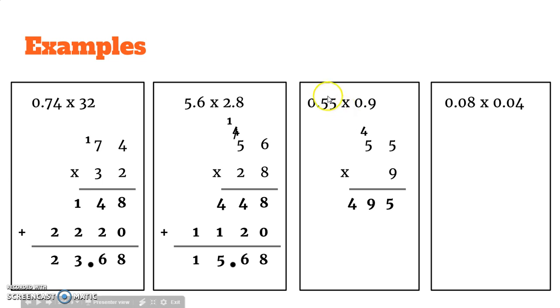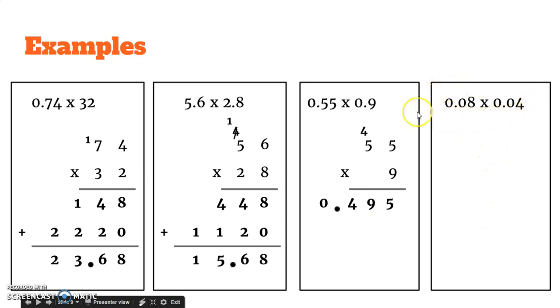Now I go back to my problem. I have 2 digits here and 1 digit here for a total of 3 digits that I need to be behind my decimal point, which means I have to put my decimal point up in the front. So I have 3 digits behind it. And again, I can put that 0 in front just so that it makes that decimal point stand out even more, looks a little bit better.